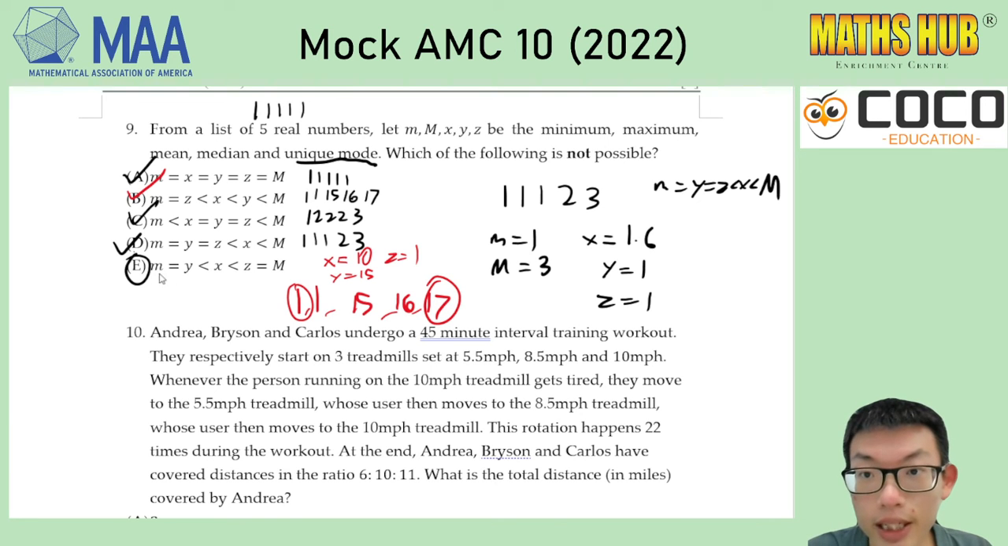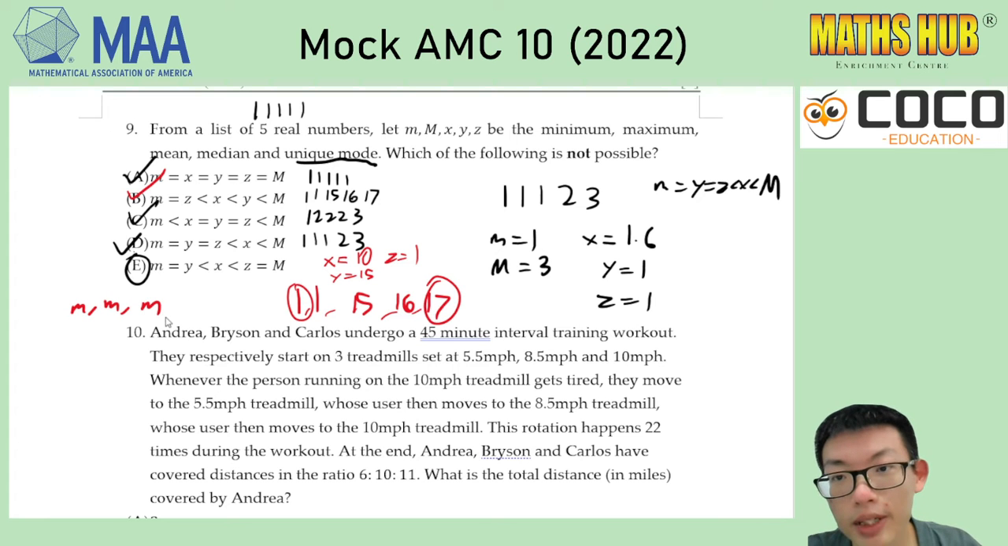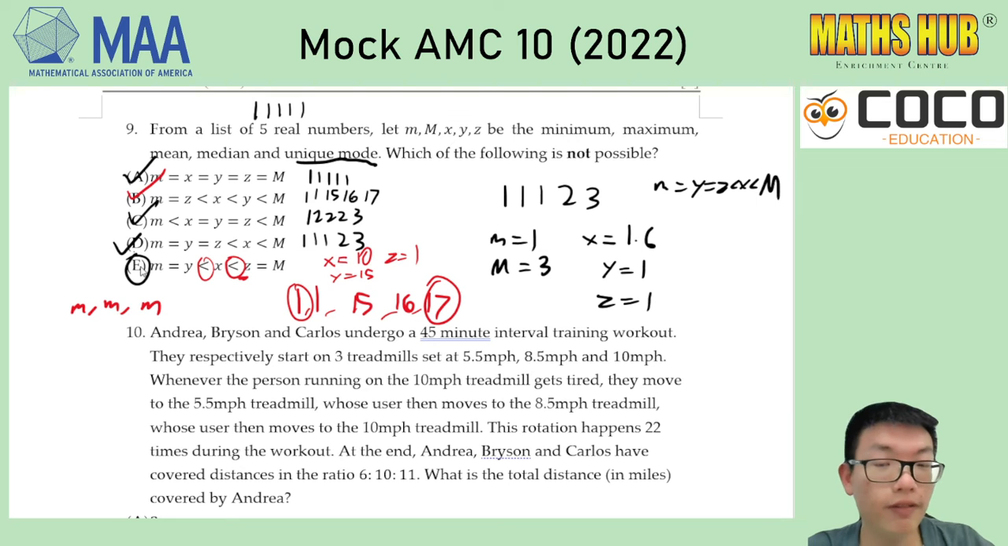So this one says m equals y. So the median is the minimum. Now that means that the minimum has to appear 3 times: M, M, M. But if it appeared 3 times, that would also be the mode, right? The mode would also have been m. So it shouldn't be less than the mode. It should be equal to the mode. And so that's the reason why we know option E is not possible.